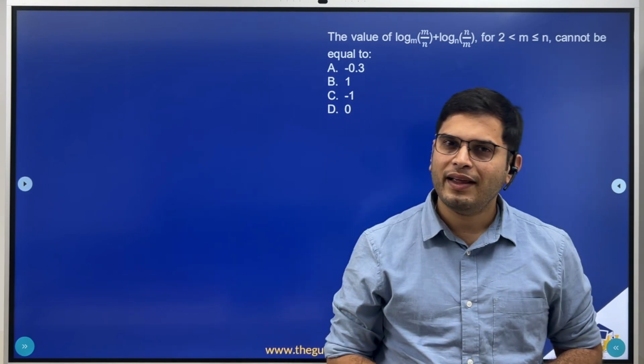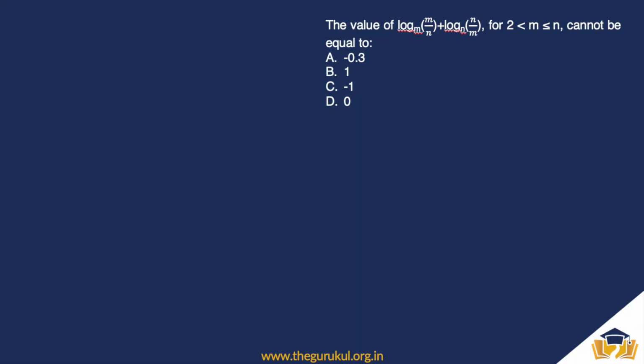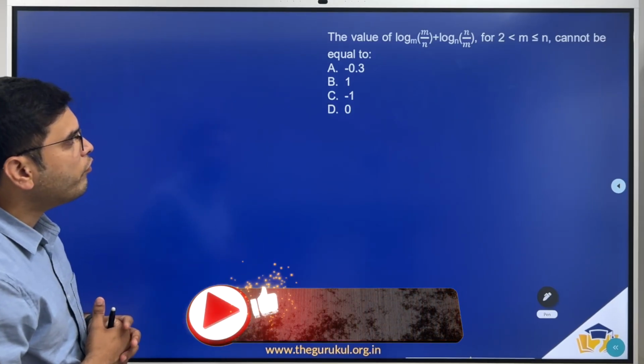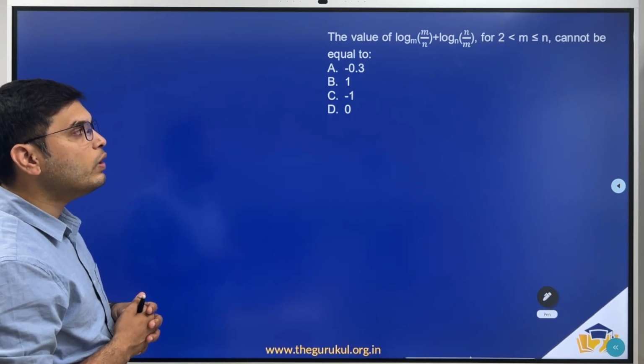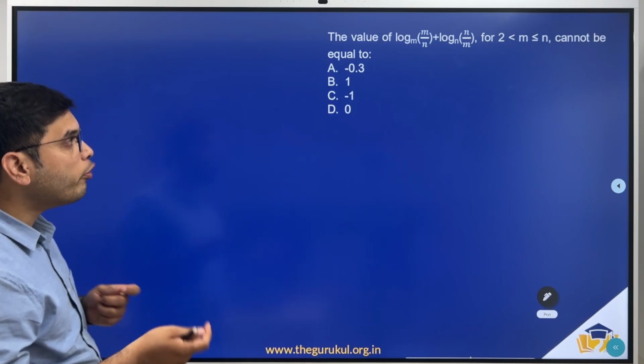And without any further delay, let's get started with the first question. The value of log m/n to the base m plus log n/m to the base n, for 2 less than m less than or equal to n, cannot be equal to.